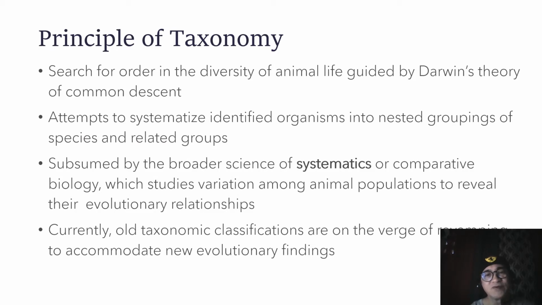Taxonomy is a search for order in the diversity of animal life, guided by Darwin's theory of common descent. Taxonomy also attempts to systematize identified organisms into species and related groups, and has been subsumed by the broader science of systematics or comparative biology. Adjusting our taxonomic system to accommodate evolution has produced many problems and controversies. Currently, old taxonomic classifications are on the verge of revamping or changing to accommodate new evolutionary findings.